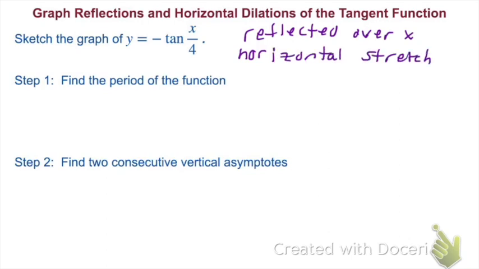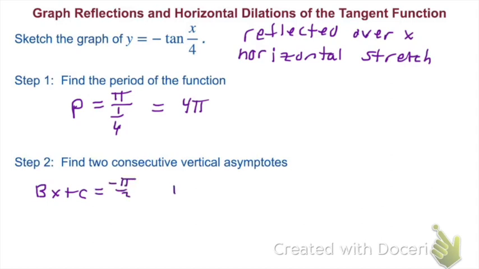All right, so we have to find our period again. And again, our period normally for tangent is pi. It's going to be over 1/4. And when we simplify this fraction, we get 4 pi. So our period is 4 pi. We want to find consecutive vertical asymptotes. To find those, we take bx plus c. Normally, our vertical asymptotes are at negative pi halves and at pi halves.